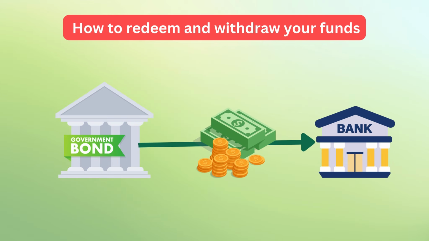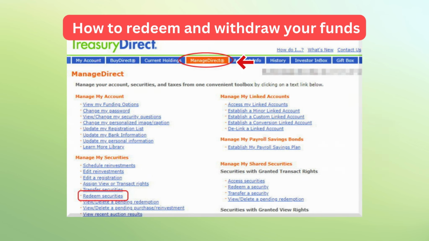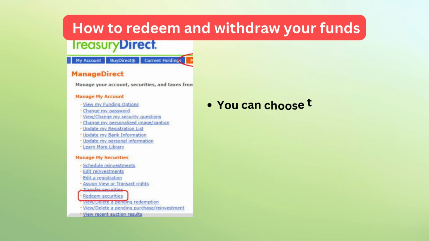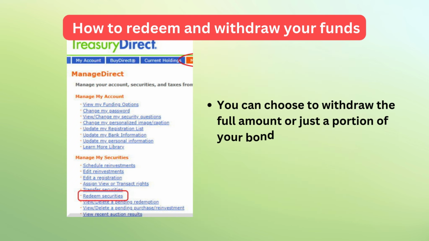To cash out your bonds and transfer the money to your linked bank account, go to the Manage Direct tab at the top of the page, then select Redeem Securities under Manage My Securities. You can choose to withdraw the full amount or just a portion of your bond holdings.